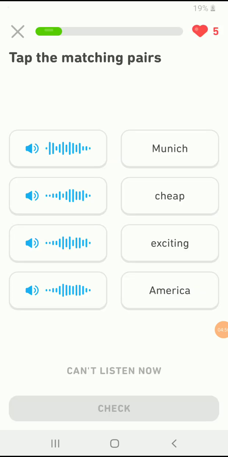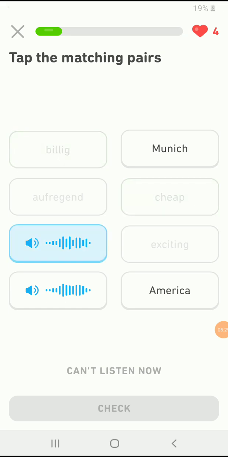Los geht's. Billig. Belgium is exciting. Is it exciting? No, it's not exciting. That's my first mistake. Teuer, it's expensive. Aufregend is exciting. So, aufregend. Billig is cheap. So, my apologies. Es tut mir leid. It means that I am sorry. I made this mistake.